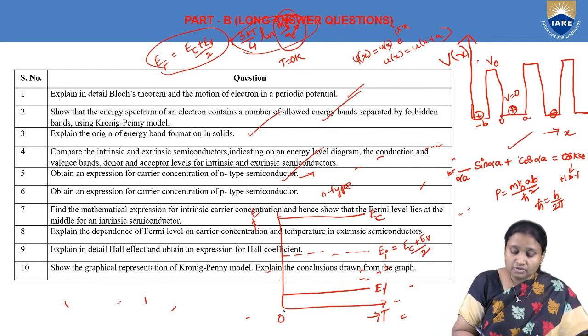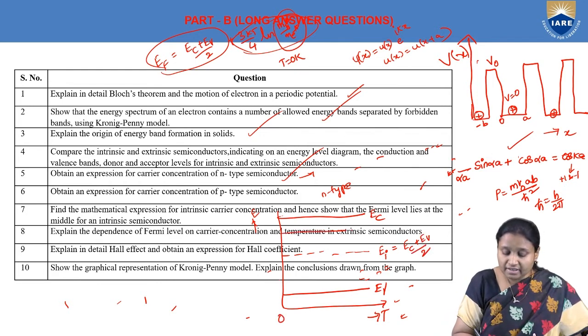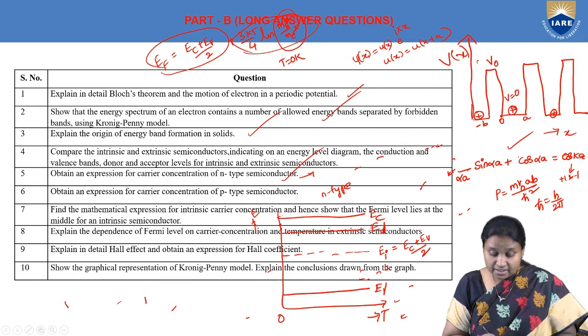And at T equal to 0 kelvin, where is the Fermi level? If this is the donor energy level, then the Fermi energy level is exactly in the middle of the donor energy level and the conduction band.